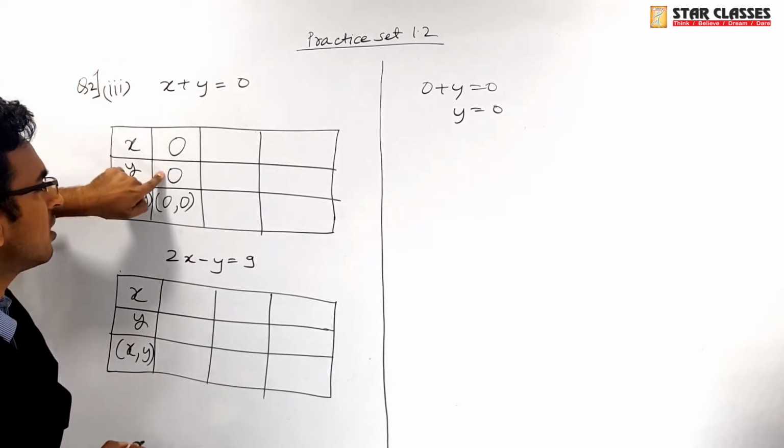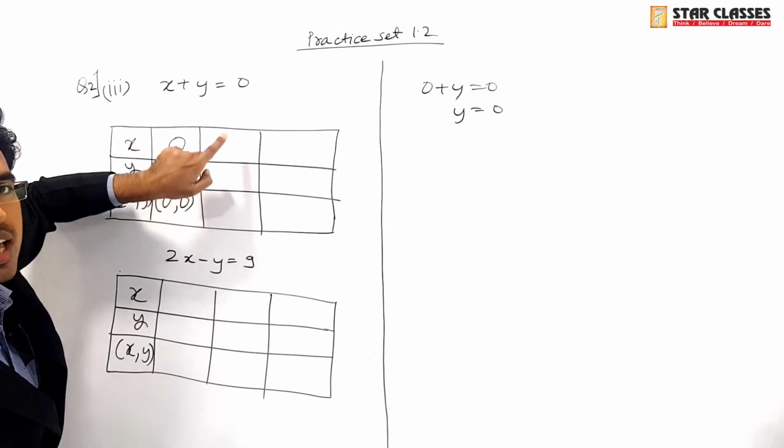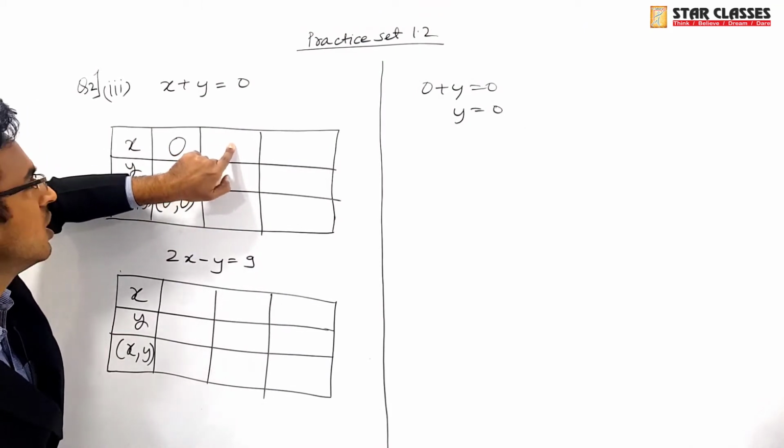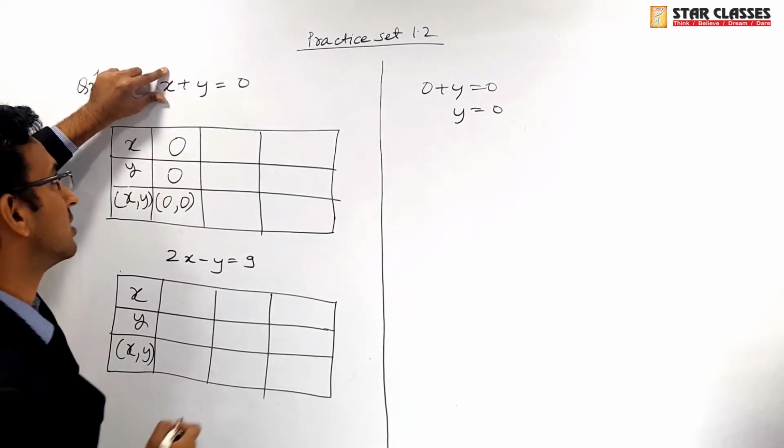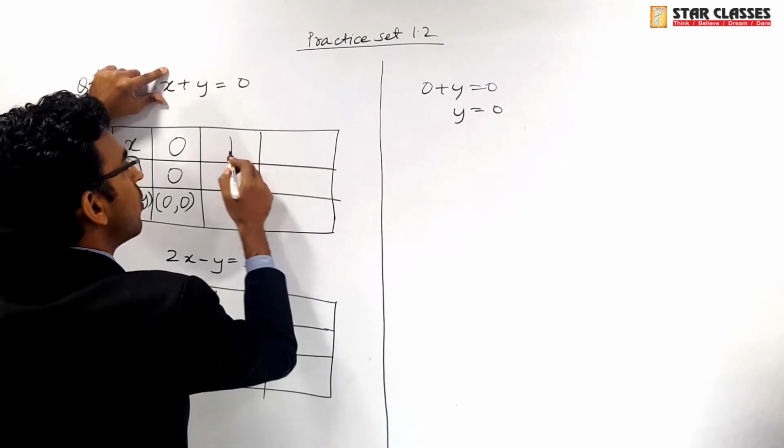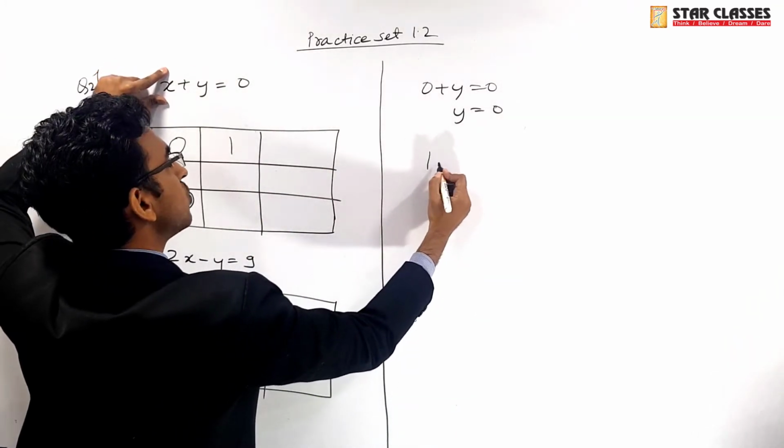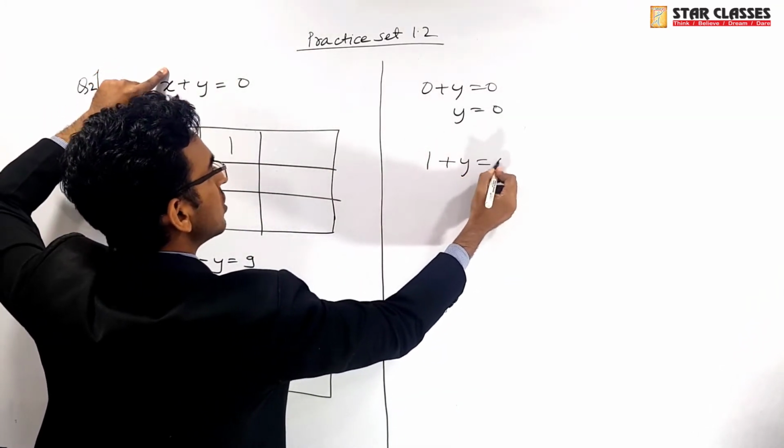So we cannot take the value of y again as 0 because the value of x will become 0. So now let us take another value of x. Let us take x as 1. Okay. So if I am taking x as 1, this will become 1 plus y is equal to 0.